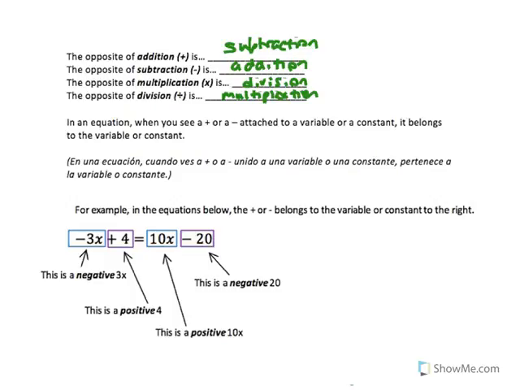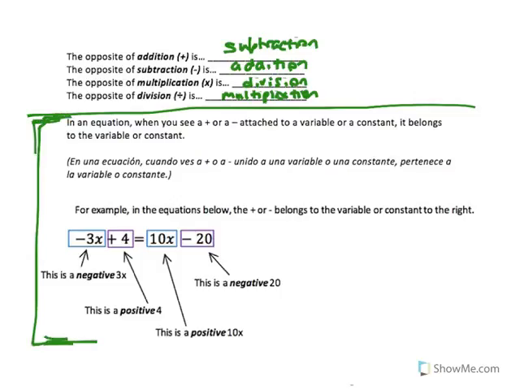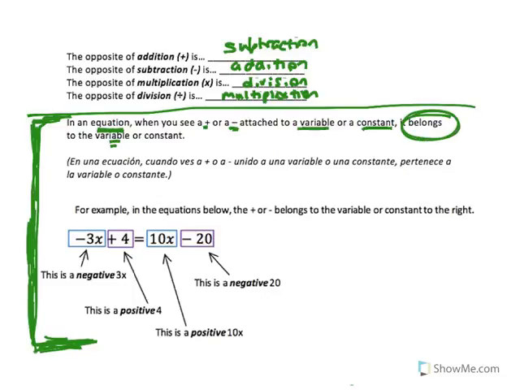So in an equation, when you see a plus or a minus, this is actually a different topic, right? So this is inverse operations. And I want you to kind of grasp onto that. This here is kind of just an interesting thing that I want you to know about variables and the signs that are connected to them. So in an equation, when you see a plus sign or a minus sign attached to a variable or a constant, it belongs to the variable or constant.